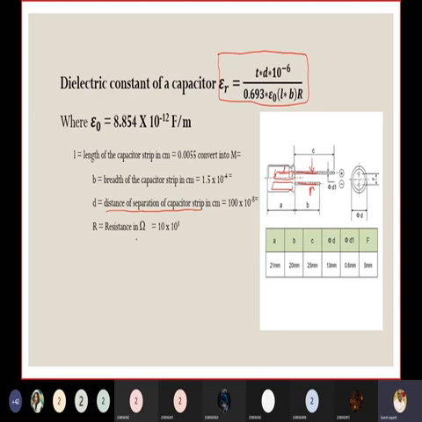And what is the resistance we are going to use in this circuit? These are the values. So T into D into 10 power minus 6 by 0.693 into epsilon naught into L into B into R. Here D is given. Could you tell me what the value of D is in meters? Meters, right. So D is given, B is given, L is given, and what is the L value? 5.5 into 10 power minus 5 meters.